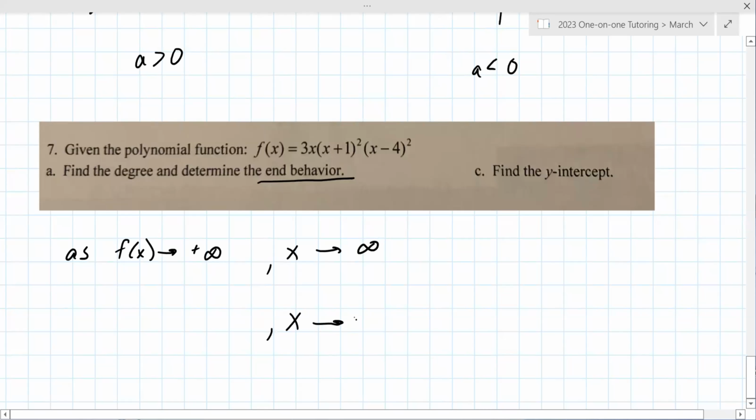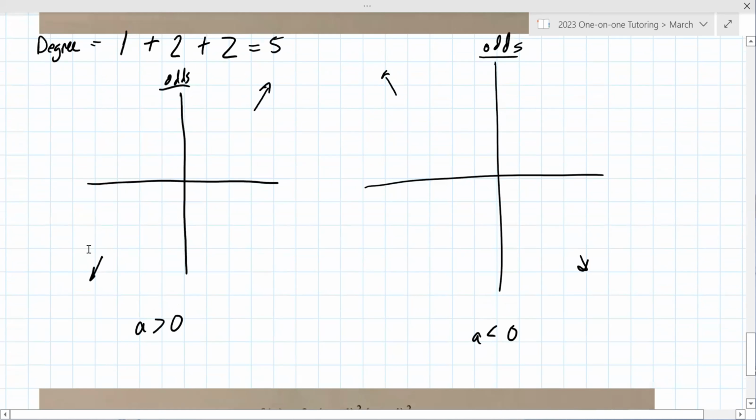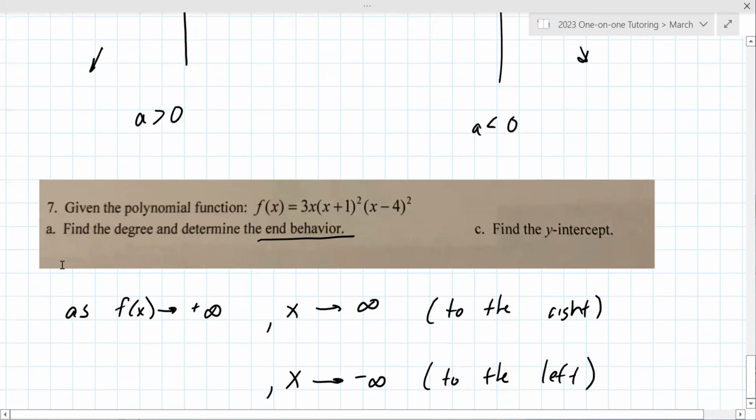Then you look at what happens when you go to negative infinity. So this means to the left. To the left literally means what's happening over here in this corner, or up here in this corner, but you're going down to negative infinity. So you write f of x goes to negative infinity, like so.